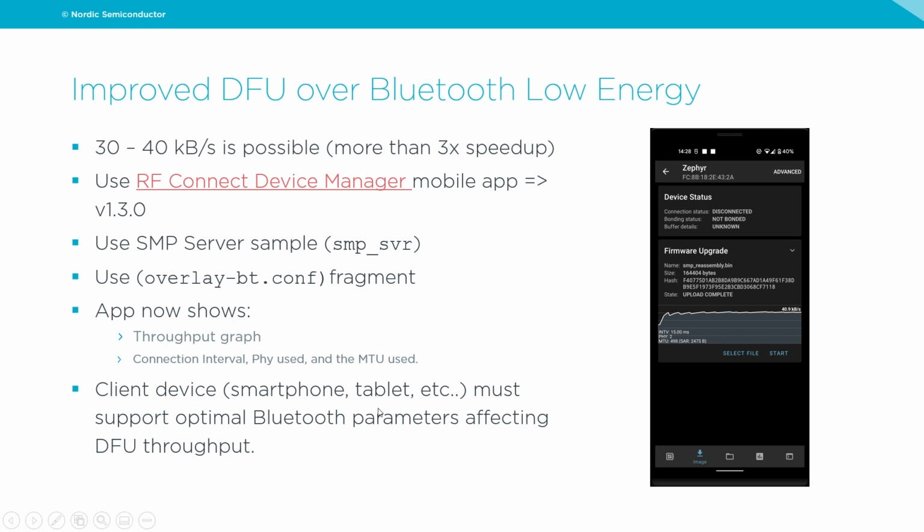Next improvement is the one that we touched upon a little bit earlier, which is the DFU. So DFU again is device firmware update. It allows you to flash your device with a new firmware image at runtime. And you can use multiple transports. One of the transports available is Bluetooth Low Energy, and we have made significant speed-up improvements in the latest release of the SDK. And the possible speed now is between 30 and 40 kilobytes per second.